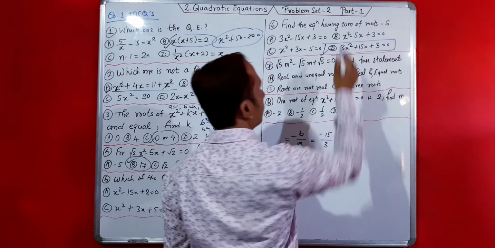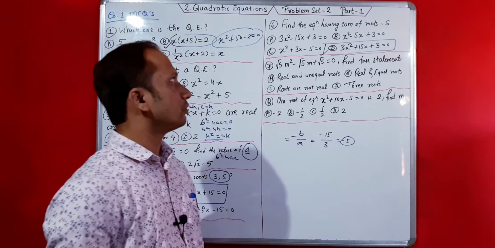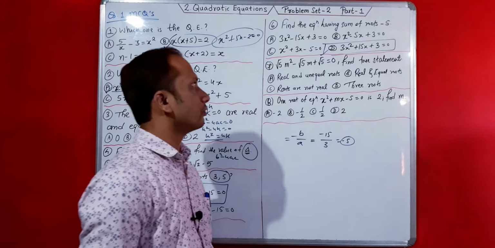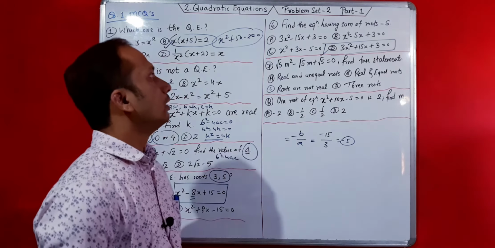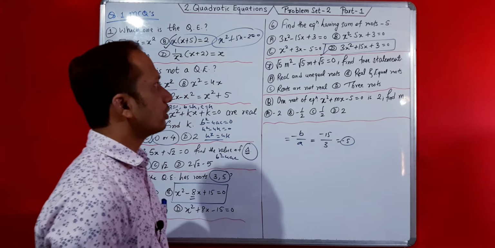You have to perform this activity. Okay, 7 root 5 m square minus root 5 plus root 5 is... find the true statement. Real and unequal roots, real and equal roots, roots are not real, 3 roots.